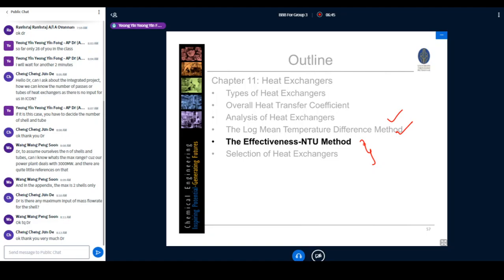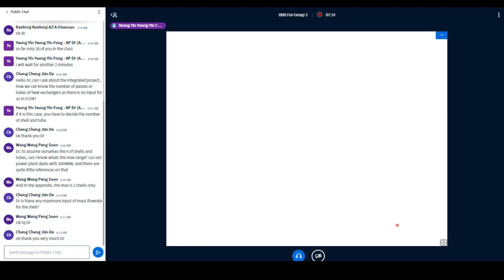Then finally, we will have a very small topic on selection of heat exchangers, some criteria that you need to think of. Maybe some of you already proceed to read the notes over here, but it's okay. I would just explain further. Maybe it will clear your doubt when you do the self-studying. Okay, so effectiveness NTU method.